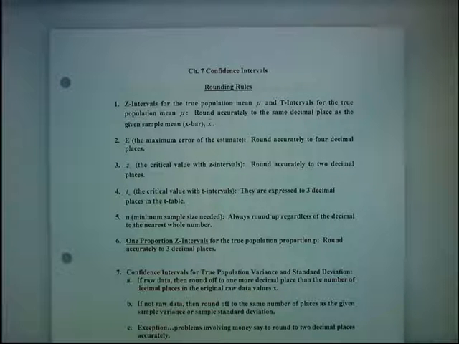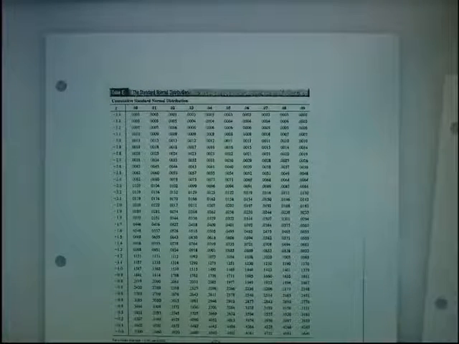Everyone. Today we start Chapter 7, Confidence Intervals. There are some rounding rules in the chapter that are very, very important. I'm just going to refer to these as we cover the material together so that it's not too overwhelming at one point. The other thing I wanted to show you is that we will be using the two-page Z-table once again.